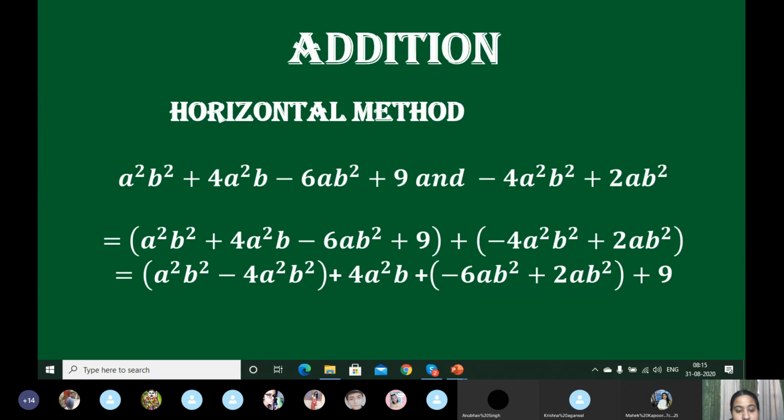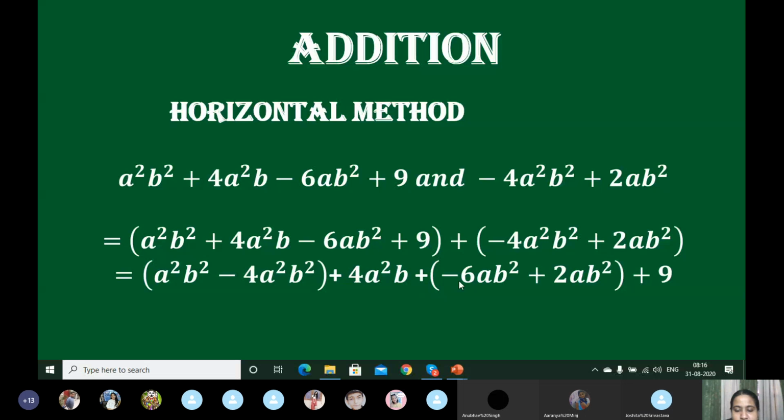Ma'am, 8. How come 8? Here is 4, here is 1, here is minus 4. 1 minus 4 is how much? Ma'am, minus 3. Minus 3. This a square b square is already solved.